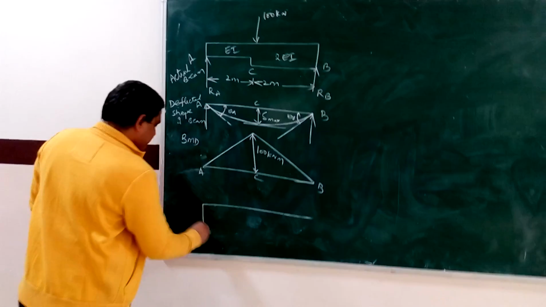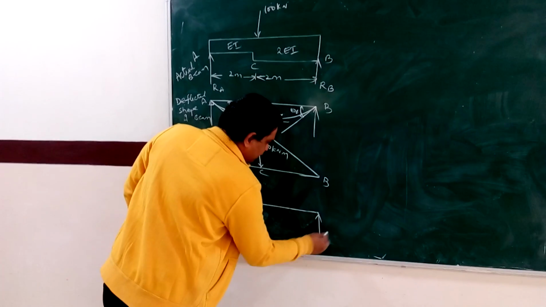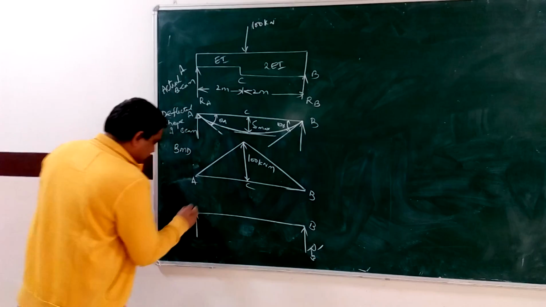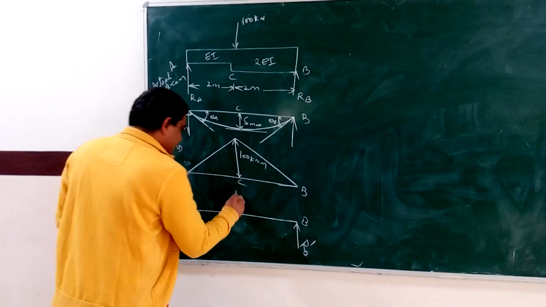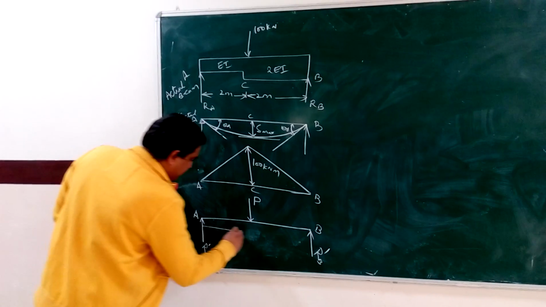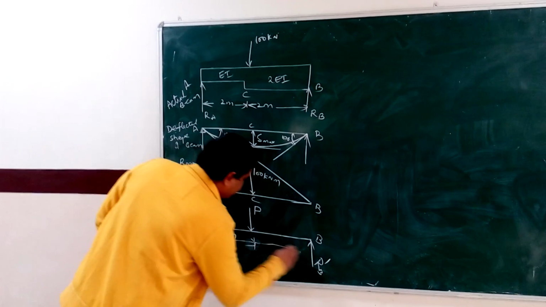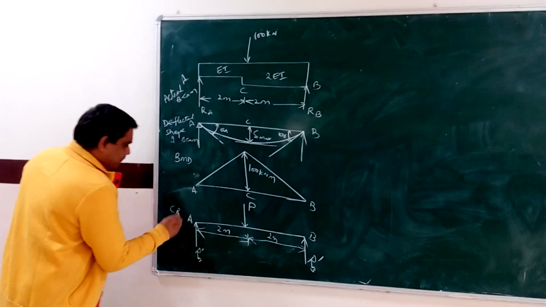And now we have to draw a conjugate beam. For a conjugate beam, a simply supported beam remains simply supported. This is the reaction RB dash at the right support. RA dash is the reaction of the conjugate beam. And P is the total load acting on the conjugate beam at the center. So this is the conjugate beam.